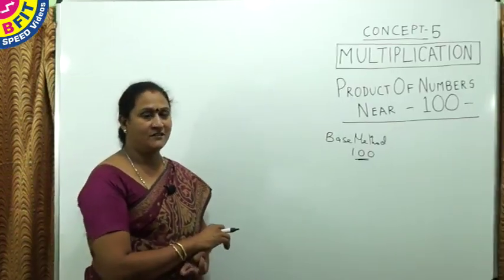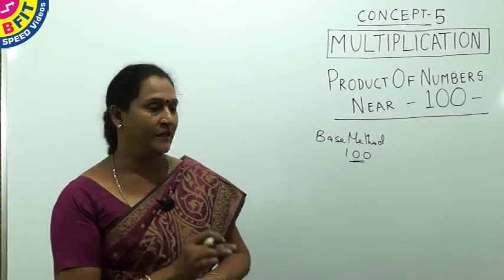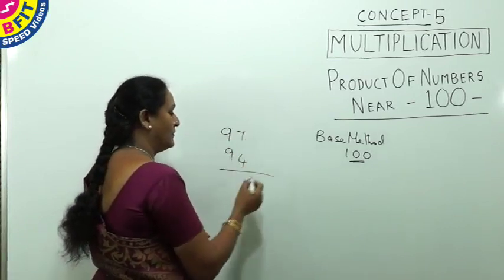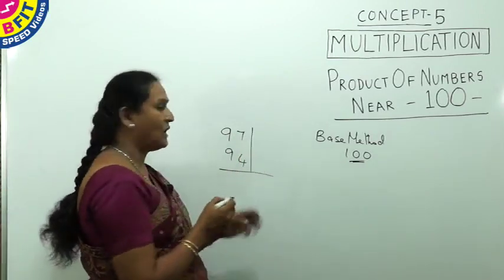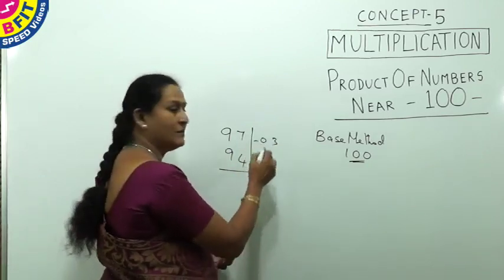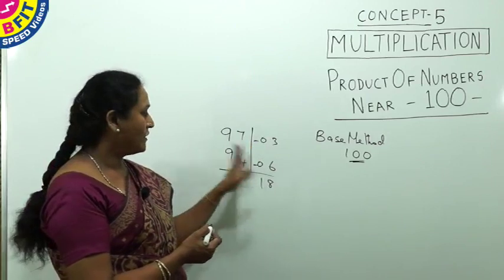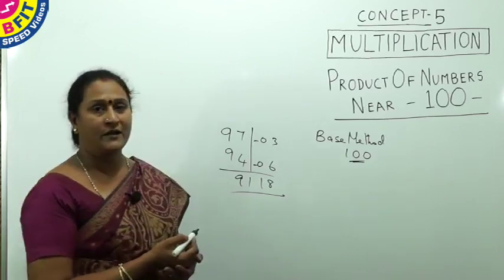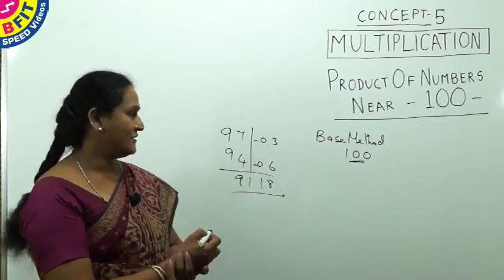So we'll discuss the answers. What is the answer for the first question? It is the product of 97 and 94. Hope within seconds you would have got the answers. Now how much is 97 less than 100? It is 3 less. This is 6 less. So product of 3 and 6, it is 18. Subtract 3 from 94 or 6 from 97. When you subtract 3 from 94, it is 91. So the product is 9118. Hope you would have got this answer.